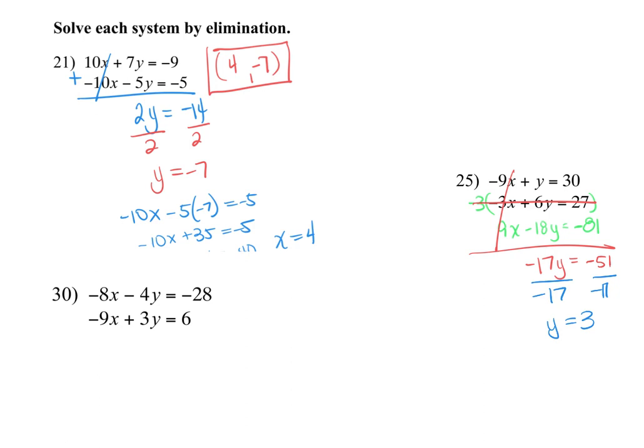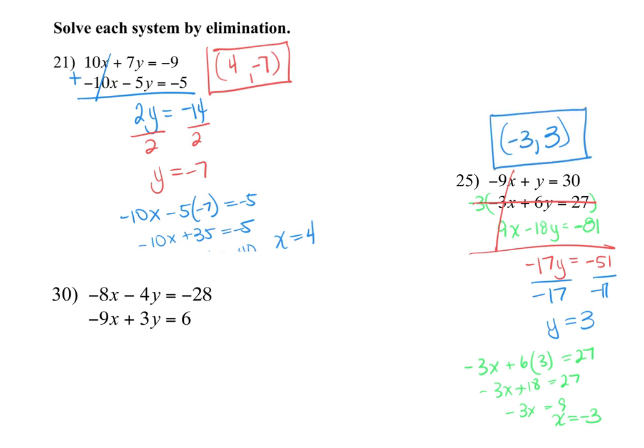And just like everything else, once I have one variable, right, I have the y value here, solve for the other one using any of the equations. So if I have negative 3x plus 6 times 3 equals 27, negative 3x plus 18 equals 27, subtract over, negative 3x equals 9, so x equals negative 3. And so I have my x value there as well, and I am done.